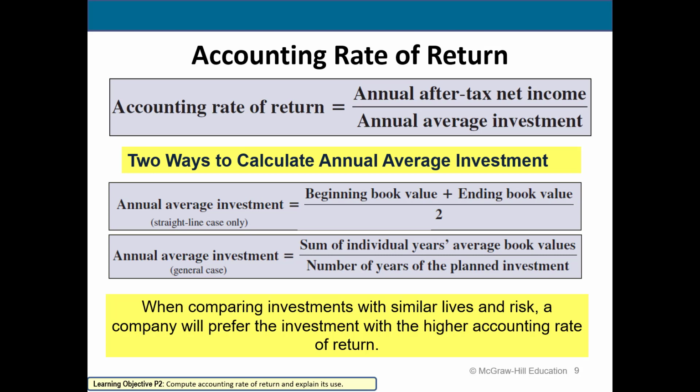We're going to just assume for simplicity that the company is using straight line depreciation. When using the accounting rate of return, we can choose among capital investments with similar lives and risk, and a company will prefer the investment with the higher accounting rate of return.